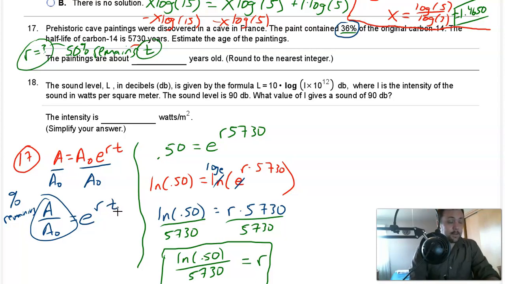Instead, what you could do is plug that into your calculator, get this decimal number, and just keep all those decimal places when you go to the next part of the question. But what you could do instead is just leave it like this. This is exact. You don't have to worry about rounding. This is the exact value for r, and just use that over here.